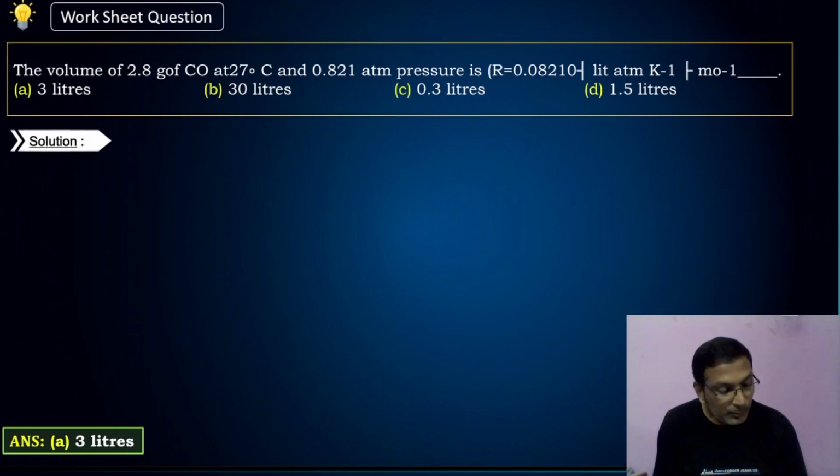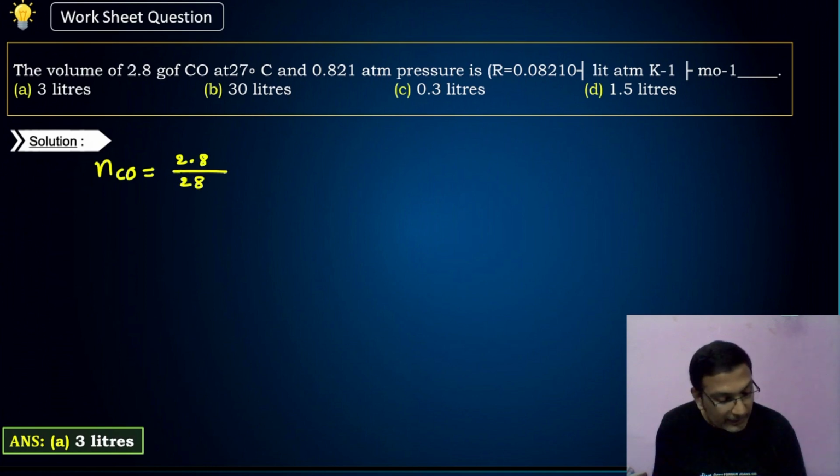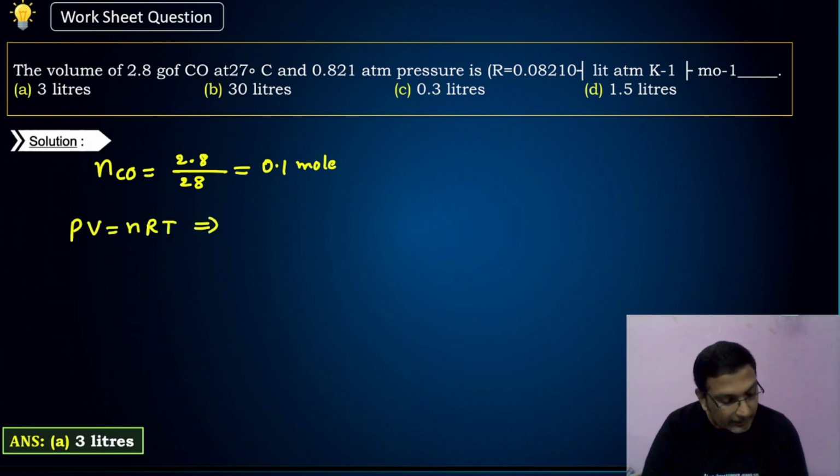The volume of 2.8 grams of CO at 27 degrees centigrade and 0.81 atmosphere pressure is. This is also direct question. Here first take number of moles of CO. Given weight 2.8 by 28. So which is 0.1 mole. So next apply PV equal to nRT, that is P equal to 0.1 mole.